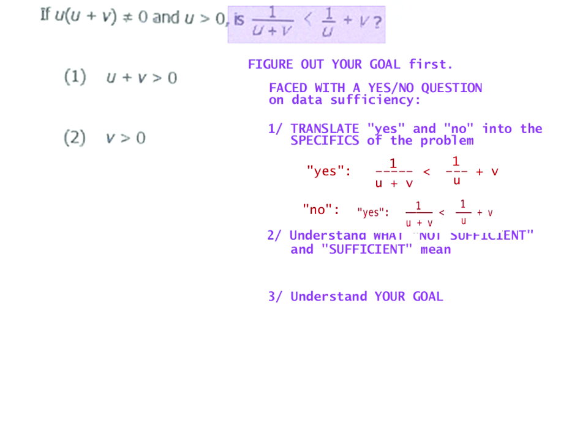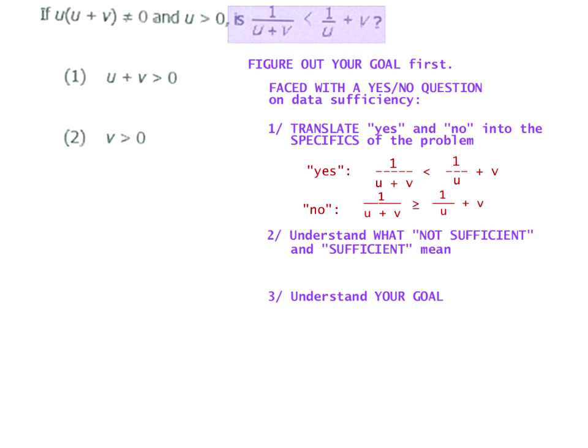I didn't want to copy that. Let's try that again. Okay, a no would be the same inequality, but I need to take that inequality sign and change it to a greater than or equal to sign. So that's what a no means.